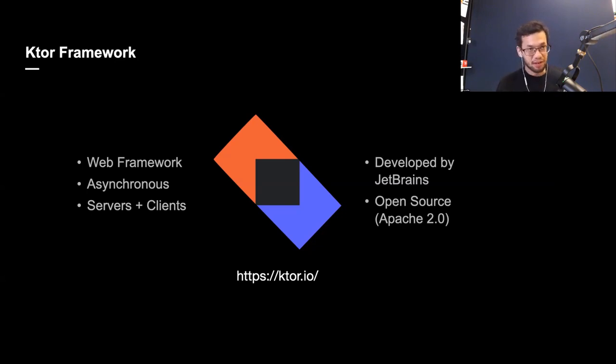Ktor also leverages the asynchronous feature. In Kotlin, we have a framework called coroutines. If your framework could support coroutines, that means you can handle asynchronous requests and responses, which means you can bring more performance to your application. And we open sourced this framework under Apache 2.0. So if you are interested, you can go to ktor.io to know more detail. And we have complete documentation on our website.